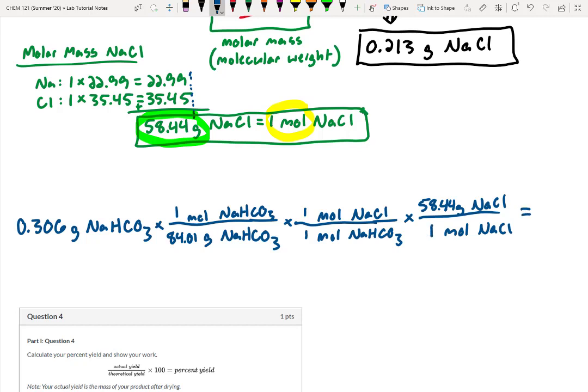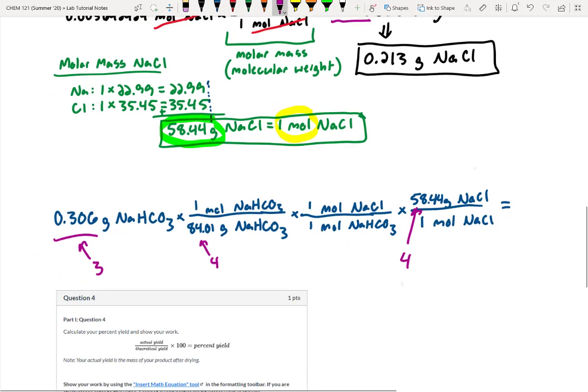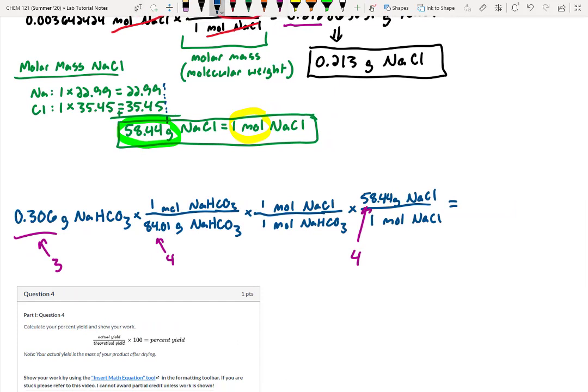So maybe this will make more sense with sig figs now, right? Over here, we started with 3 sig figs. Over here, we've got 4 sig figs. These ones are absolute ratios, so we don't use sig figs there. And then up here, we've got 4 sig figs. That means that with our final answer, when we're all done, we can put just 0.213 grams of NaCl, because this final answer only has 3 sig figs. So hopefully that makes sense.